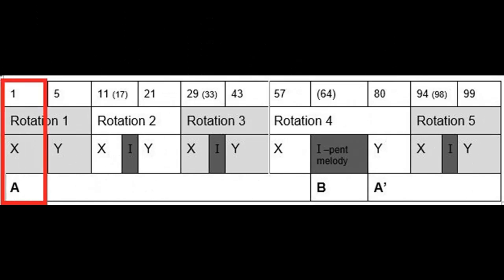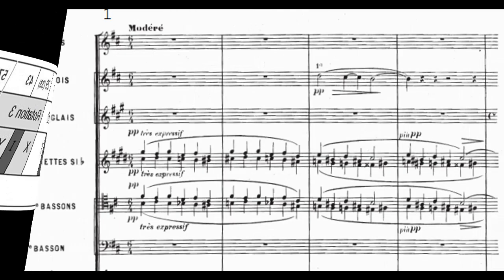So now let's work our way through the piece section by section, starting with the first rotation and the presentation of the X material, which, as you can see, is only 4 bars, but it has some important features that we'll see return again and again each time this X material comes back at the beginning of each rotation.